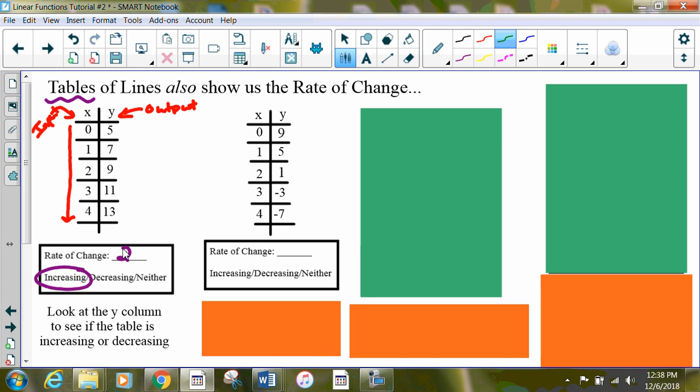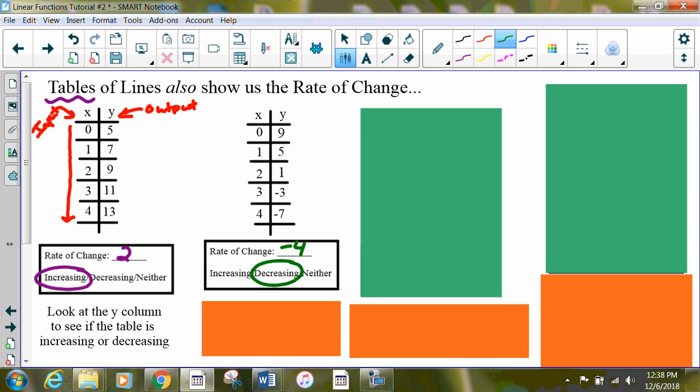So when we talk about rate of change, we're talking about what's changing with the pattern as we move down the Y column. Rate of change with tables, we look at the Y column and we see what is the pattern as each number changes as we're moving down the Y values. So we just said we're moving down by 4, and that's decreasing.